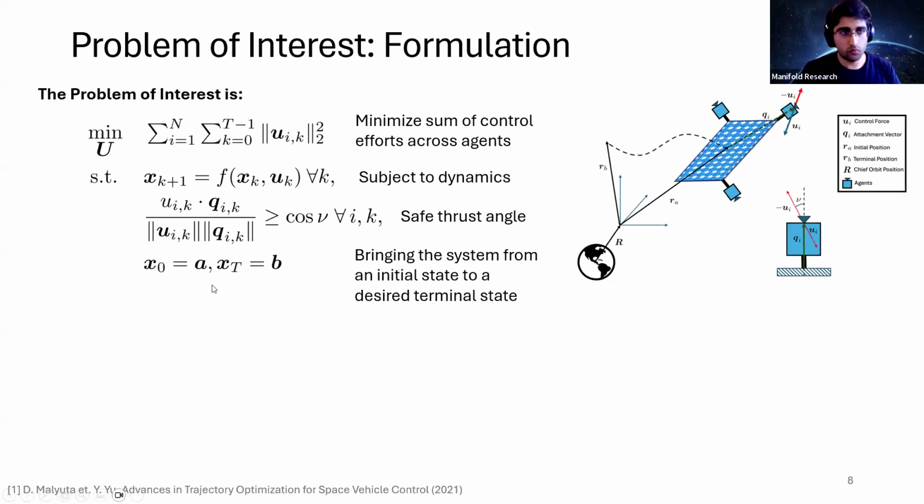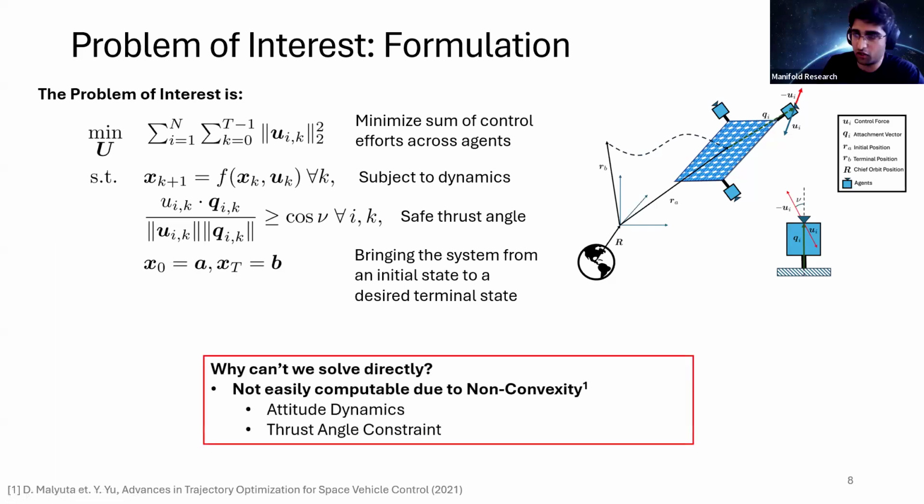So this is what we want, right? We want to create a control input trajectory that will move the object from state A to our desired state B while respecting the dynamics, while respecting this thrust angle constraint. And if we're able to do this, that would be great. That would solve this problem. So why can't we just solve this? Why can't we just throw this into a solver?